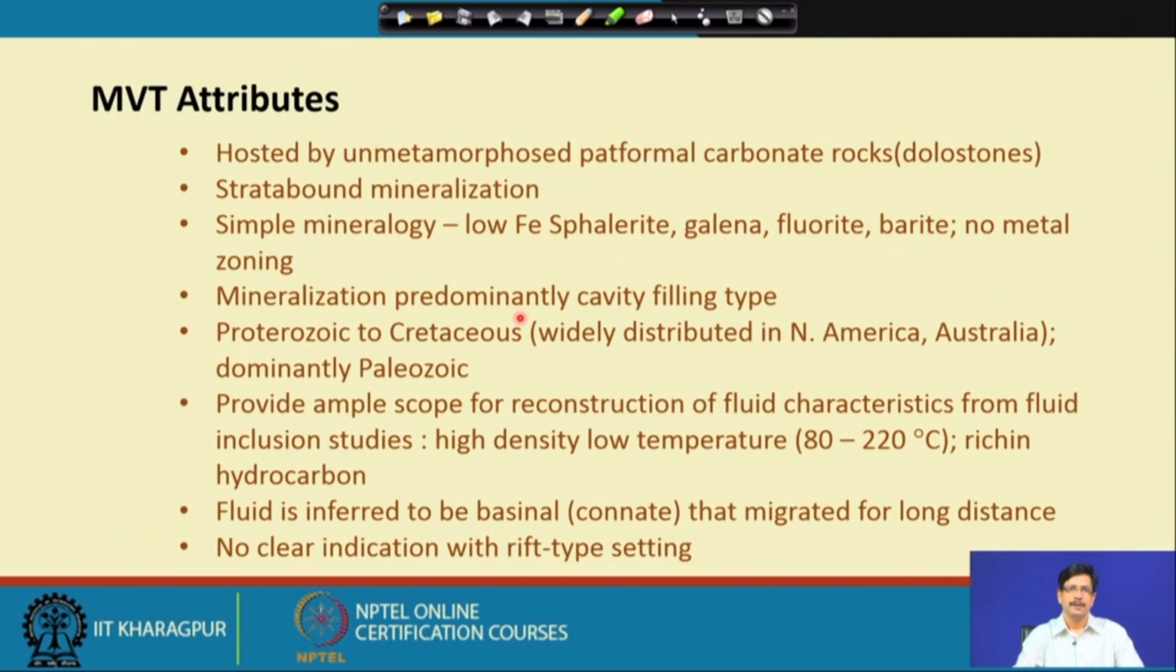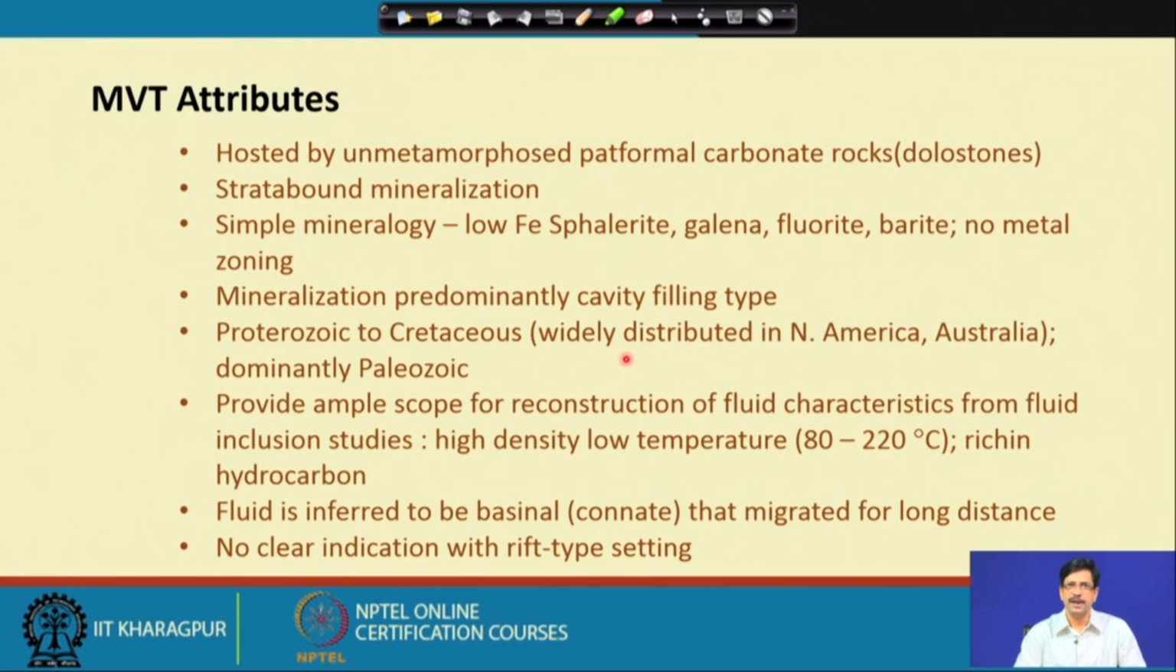Mineralogy is simple: low iron sphalerite, galena, fluorite, barite. In fact, these are the deposits from which most of the fluid inclusion data on these sphalerites have come, because the low iron sphalerites are far more amenable to fluid inclusion studies because of their transparent characteristics, and they provide important inputs to the fluid characteristics. The mineralization is prominently cavity filling type, as we have seen, whether it is a karst, or a phase change, or the situation to be created for the deposition of the sulphides.